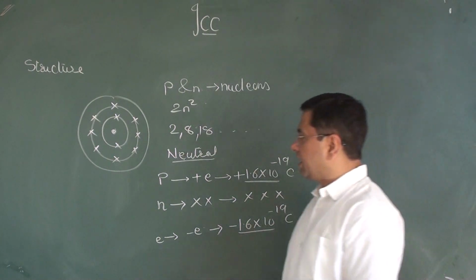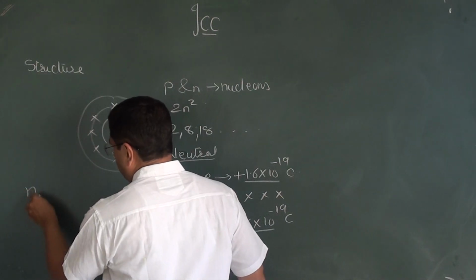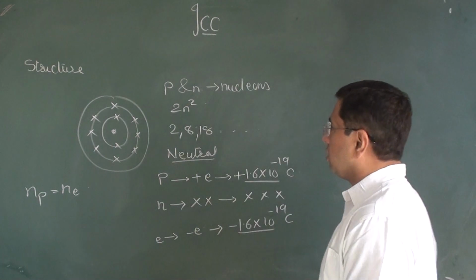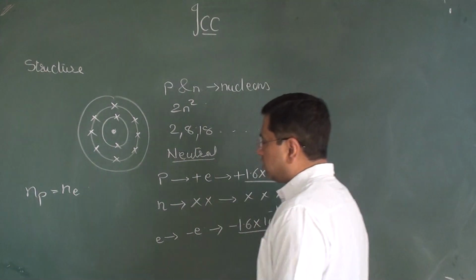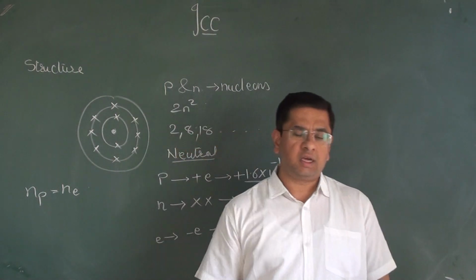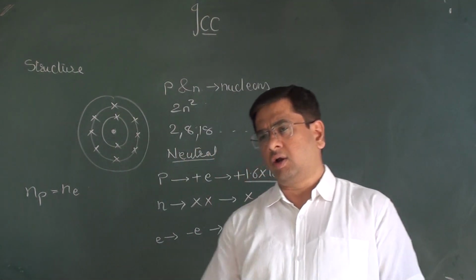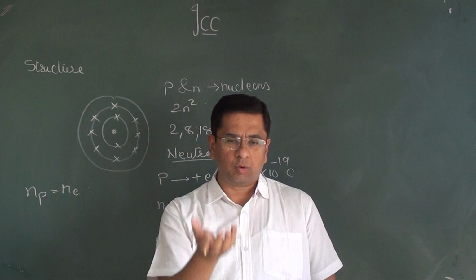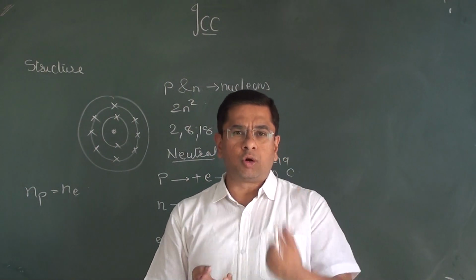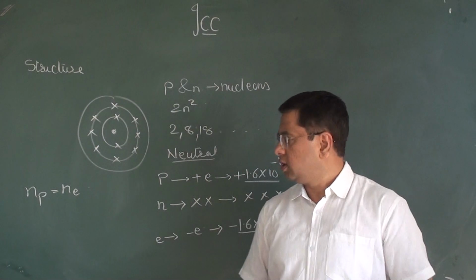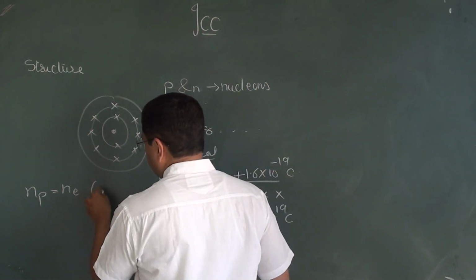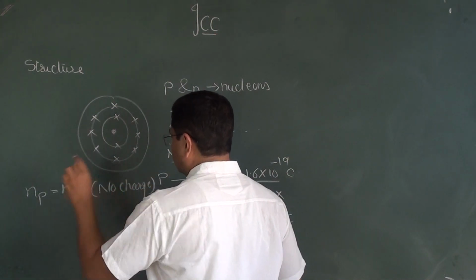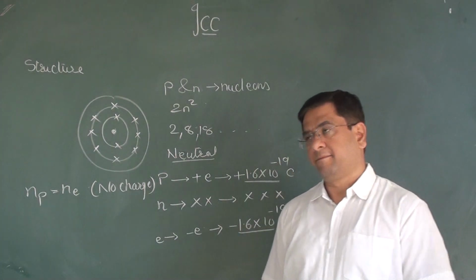Exactly the same way, in case of an atom, the number of protons is always equal to the number of electrons. What does that mean? It means that the total positive charge inside the nucleus is exactly balanced by the total negative charge which is circulating the nucleus. So obviously this means that the atom is neutral. The atom together has no net charge, or zero charge.